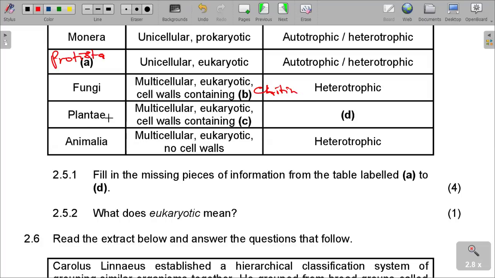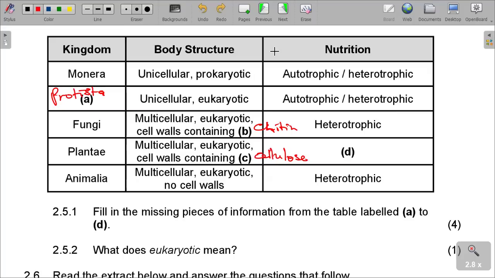And then the plantae, the multicellular, also is containing dash C. C, they contain what? They contain cellulose. I'm sure that that is correct. They contain cellulose.